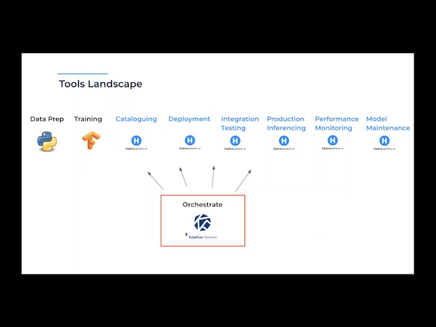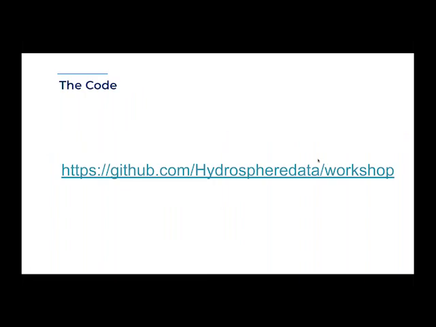So today's tools landscape is the same pipeline with the logos underneath. We will really be focusing on Kubeflow Pipelines that will orchestrate all that stuff. For the code, follow this link on GitHub, hydrosphere-data/workshop. There is a brief README there. You can even run it yourself. In case of any issue, just let us know. There is a Gitter chat, so you can get a hand there.